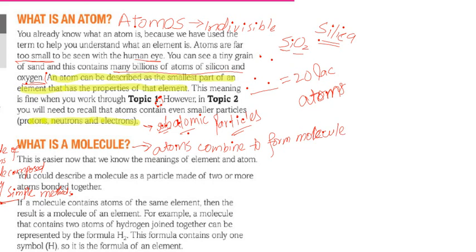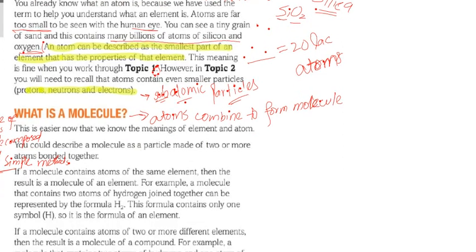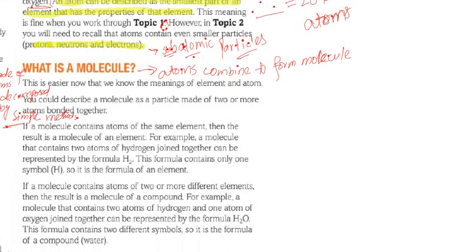Okay, so now we are going to read what a molecule is. This is easier now that we know the meaning of atom and element. An atom is the smallest particle which has the properties of the element, and an element is made up of the same type of atoms, which cannot be decomposed by simpler ways. So you could describe a molecule as a particle made up of two or more atoms bonded together. This is the definition which I have already told you.